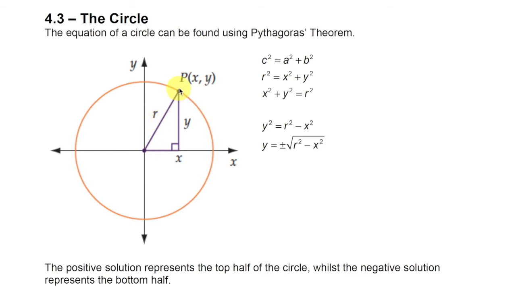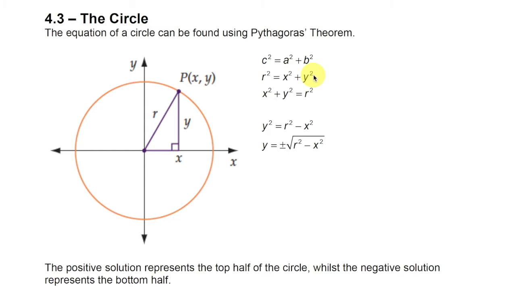So we can obviously see a triangle can be easily calculated here, where we've got a base of x, a height of y, and the hypotenuse would be the radius of the circle as r. So straight away we can come up with that r squared is equal to x squared plus y squared.